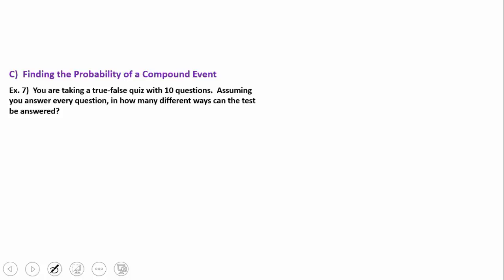Example number 7 says you're taking a true-false quiz with 10 questions. Assuming you answer every question, how many different ways can the test that you just take be answered? It's only 10 questions, and they're only true-false. How many outcomes for each question? That's right. There's 2. It's either true or false. So our first question, there's 2. Our second question, 2. And then 2 and 2 and 2 until you have 10.